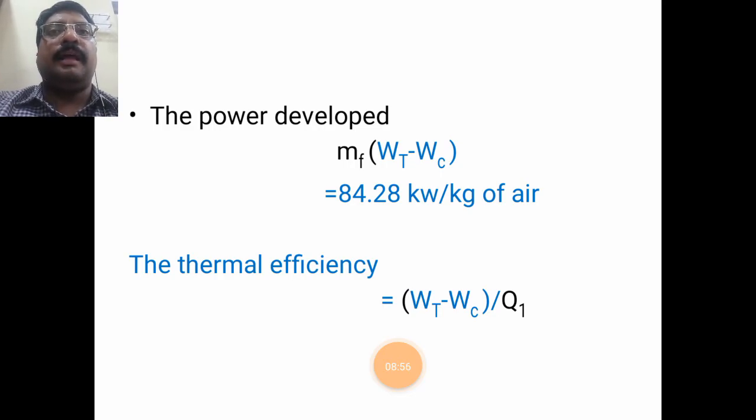And we have determined the amount of heat supplied in the combustion chamber. If we substitute all these values, we can determine the thermal efficiency as 18.14%. So this is the method to solve the problem and determine thermal efficiency. Almost all problems are similar to this, and we just have to remember the thermodynamic relationships and basic relations to determine the amount of heat supplied or heat rejected, like that.